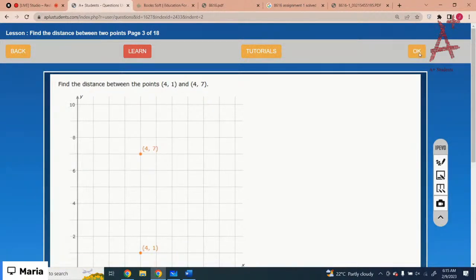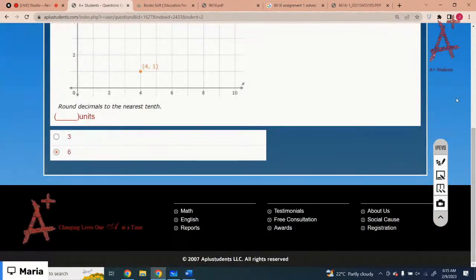Okay, the next one is find the distance between the points 4, 1 and 4, 7. So which is the distance? They have the same x values. That means the points lie on the y-axis. Got it? So just calculate the distance by subtracting their y component. So it would be 7 minus 1 is 6. And also you have to calculate the absolute value. Got it? So the distance must be positive. 7 minus 1 is 6. So it is 6 units. Got it? So the correct option is 6 units.